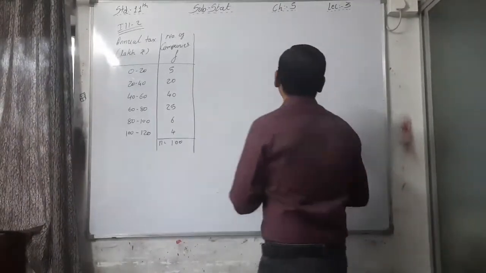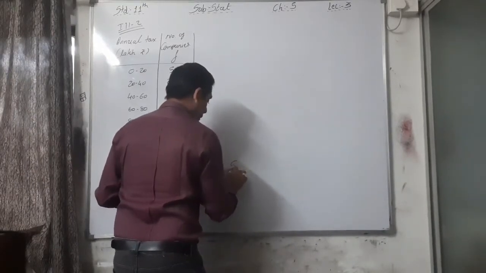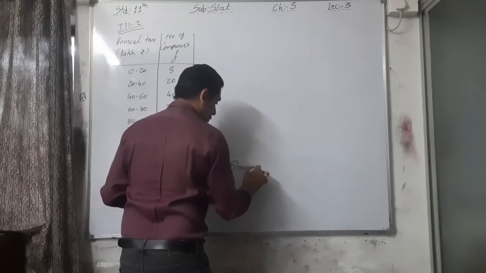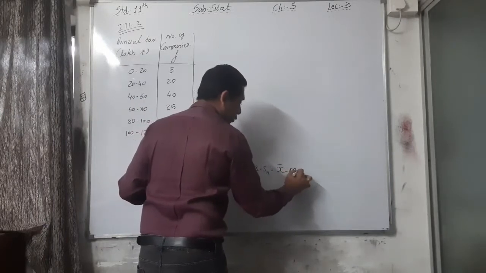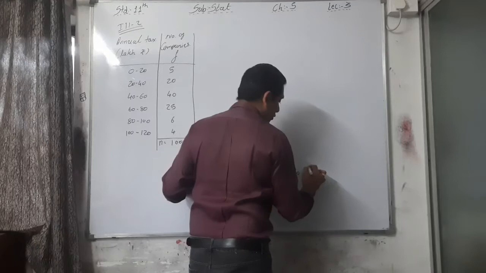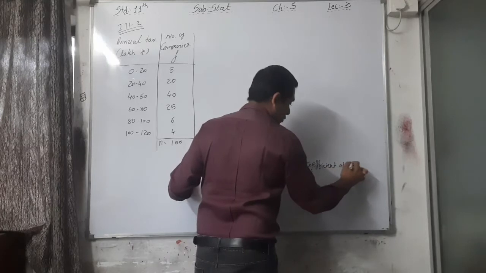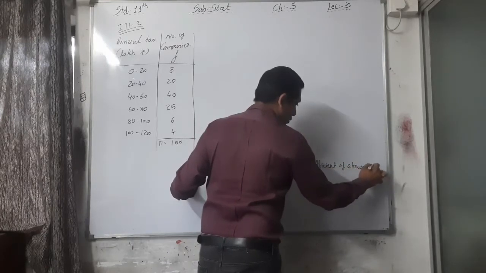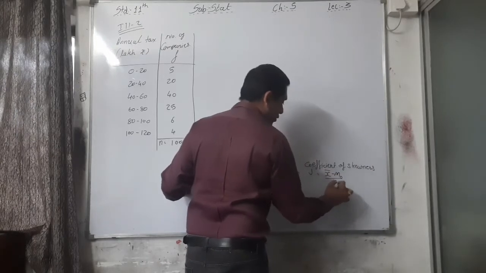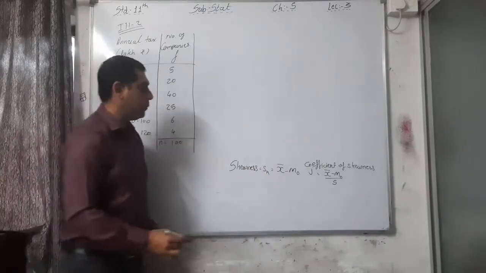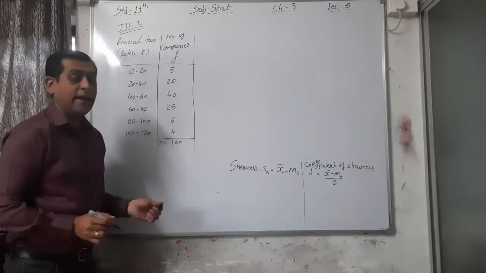And that's why the formula for skewness is equal to X bar minus Mo, and the coefficient of skewness J is equal to X bar minus Mo upon S. We have to find out these two, compulsory. First of all we have to find out X bar.